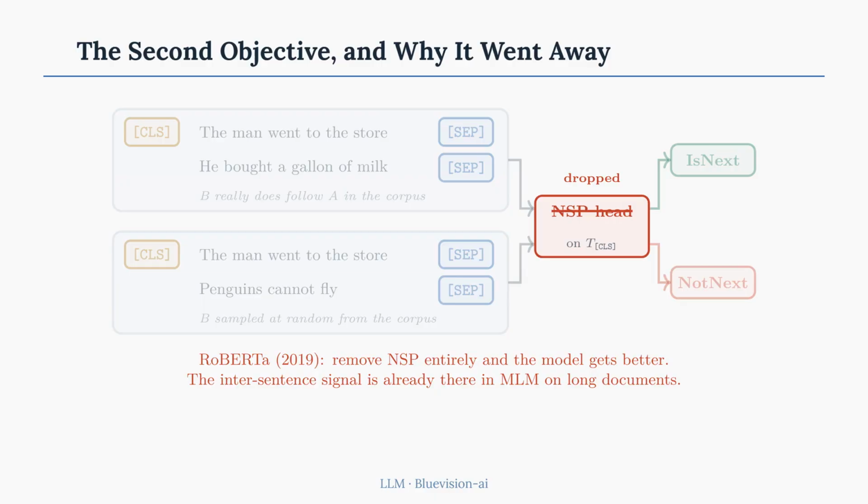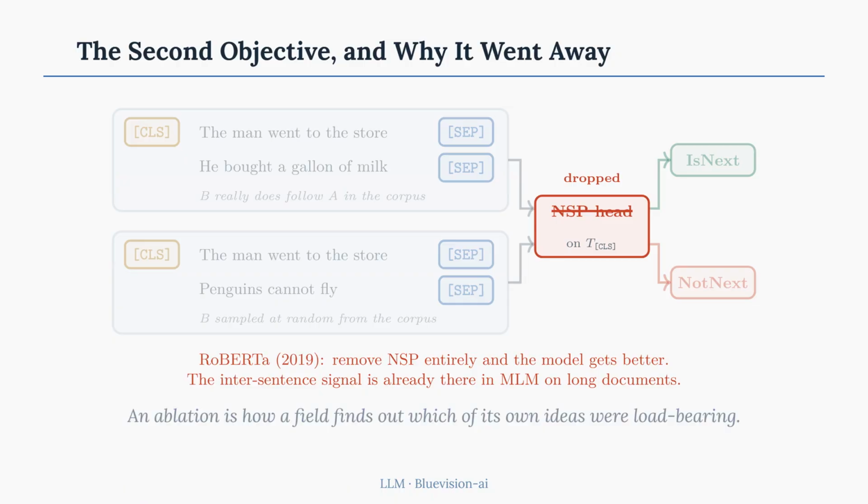Roberta, from Facebook in 2019, retrained BERT without next sentence prediction at all, and came out with a better model. Masked language modeling on its own was enough. And you can see why. Trained on long documents, the model already sees sentence-to-sentence structure inside its own 512 token window. So the extra head was being taught something it was getting for free. Hold on to that when you design a training objective of your own.